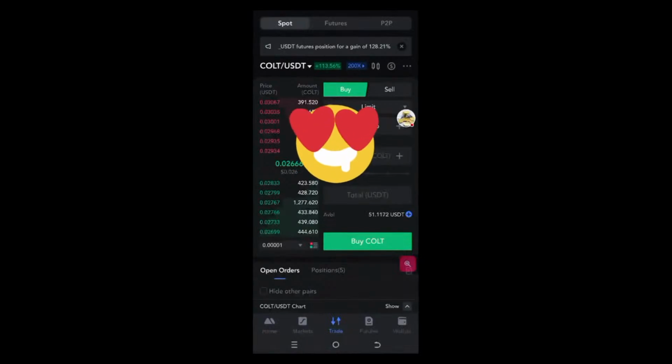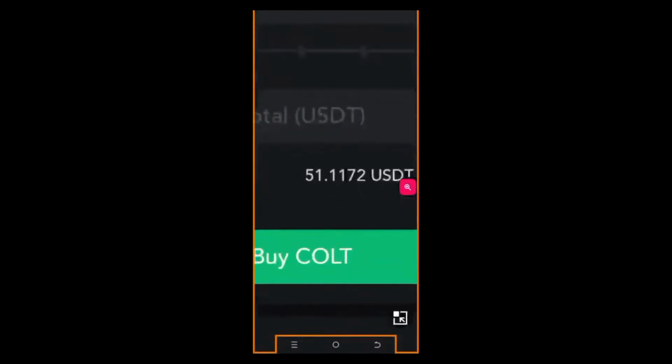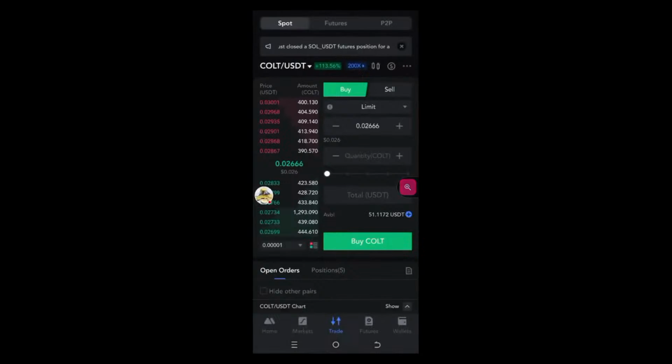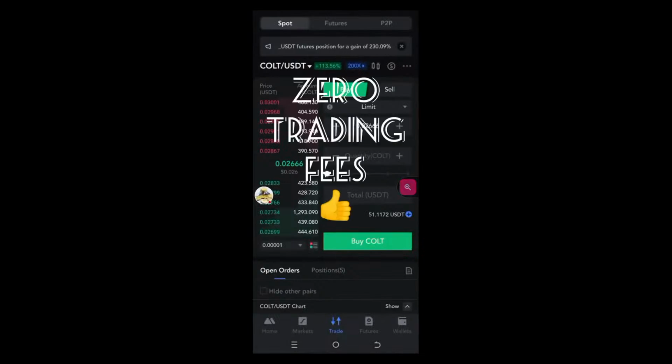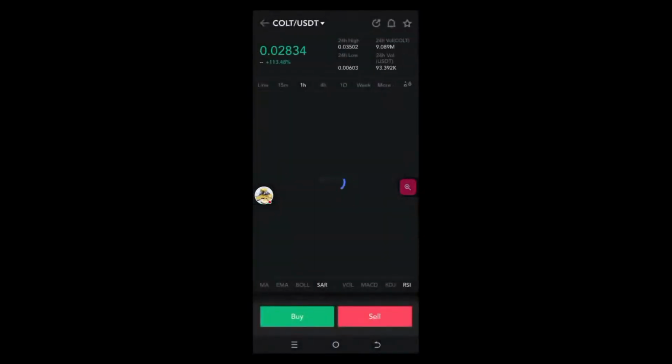Beautiful. Colt has sold. Beautiful. Can you see what we've made? I didn't even know. Look at it. We made $1.11. Beautiful. And you know the good thing about MEXC? There are no trading fees for now. Zero trading fees. You see, exactly what I set in there is what I have. And that's it. Let me check what's going on in the chart, but I'm going to do Colt again.